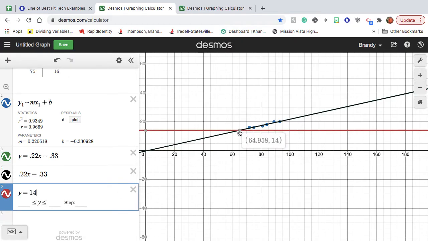Where they hit is going to give me my temperature. So notice where they hit. So where they hit when I put in 14 was 64.9, so roughly 65 degrees.